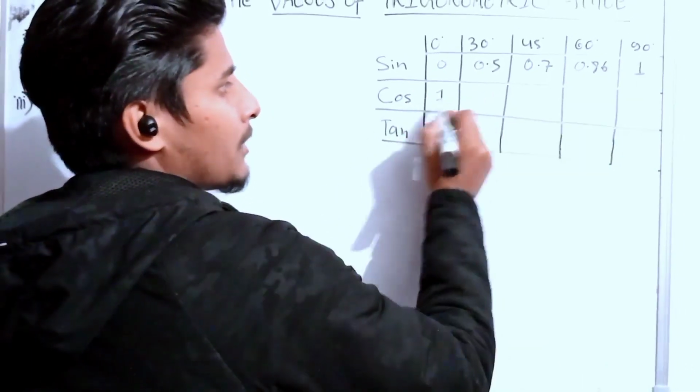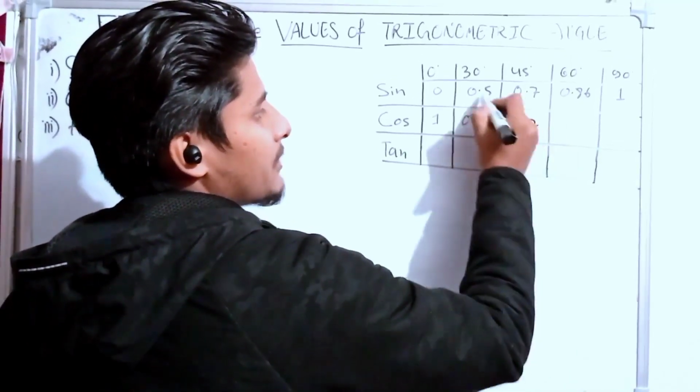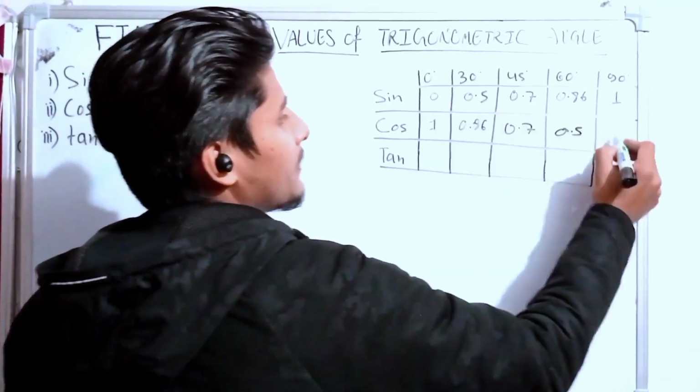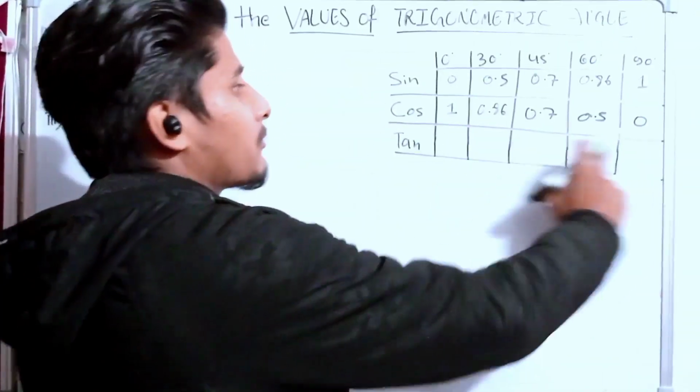So it will be 1, 0.86, 0.7, 0.5, and then 0. Okay, right? You understood this? Okay, fine. So now this is what we did for the cos.